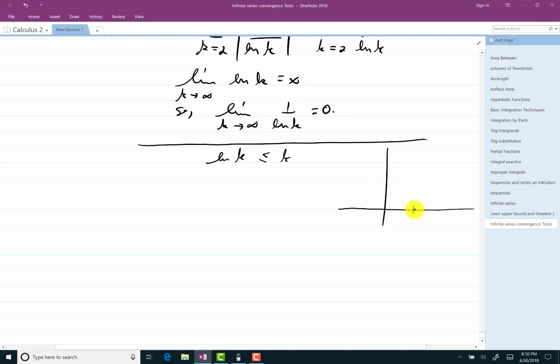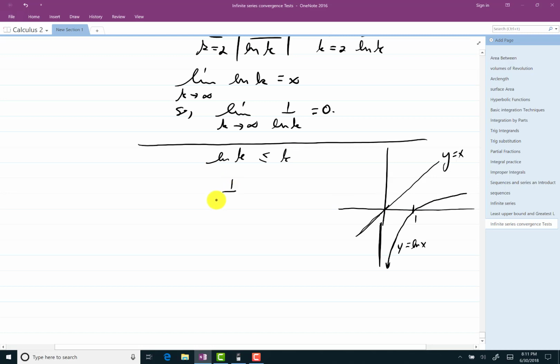ln of x crosses at 1 and goes like this. So this would be the y-axis, and it tends to it. So that's y equals ln of x. And then we have this thing here, which would be y equals x. So x is definitely greater than ln of x, no matter what, as long as these guys are positive. So k is bigger than ln of k because these are positive.